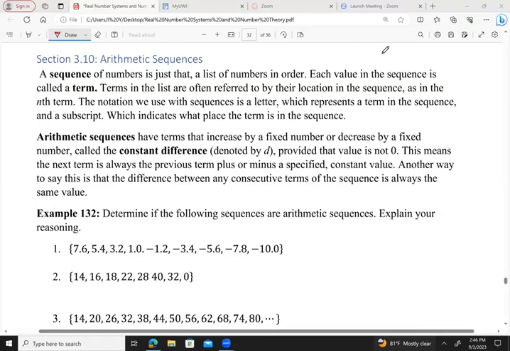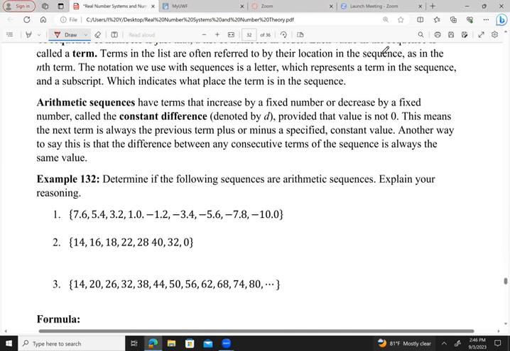Today we're going to look at section 3.10, arithmetic sequences. A sequence of numbers is just that, a list of numbers in order. Each value in the sequence is called a term. Terms in the list are often referred to by their location in the sequence, as in the nth term. The notation we use with the sequence is a letter, which represents a term in the sequence, and a subscript, which indicates what place the term is in the sequence.